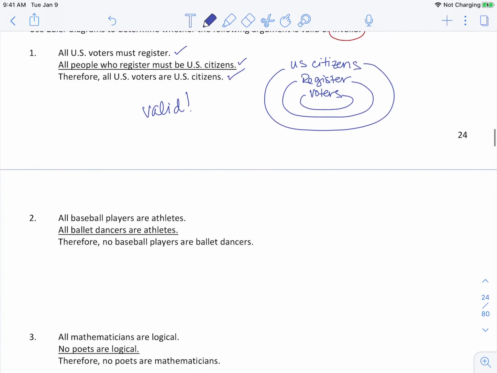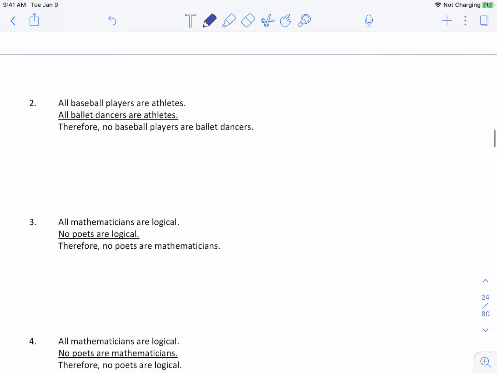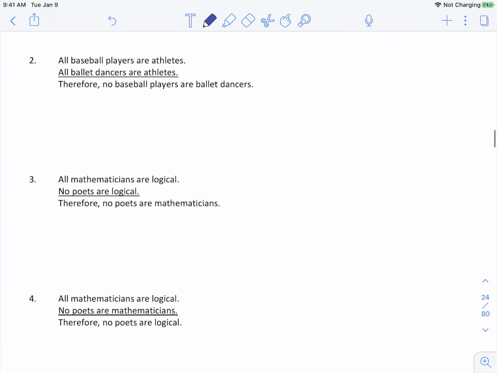Let's look at 2. All baseball players are athletes. All ballet dancers are athletes. Therefore, no baseball players are ballet dancers. So let's see if we can draw this. All baseball players are athletes. So I have baseball players and athletes.